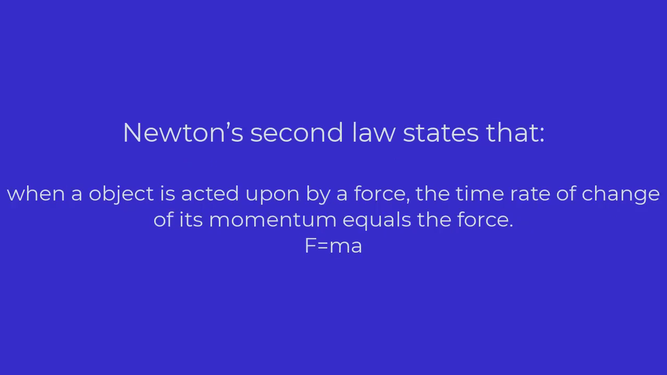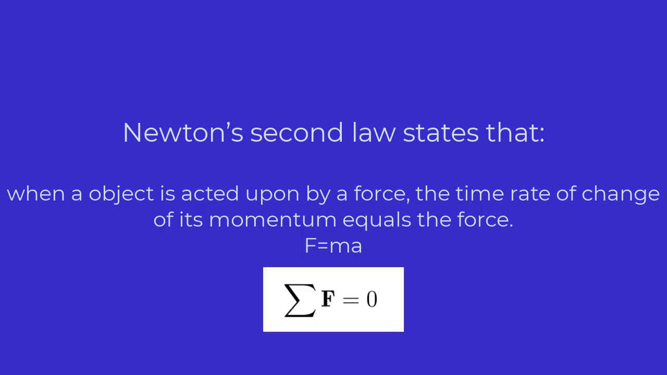Newton's second law is stated as: when an object is acted upon by a force, the time rate of change of its momentum equals the force. And this is where we come up with the foundational formula that we use in statics, which is F equals ma. Now, since we're dealing with statics, that means that there is no acceleration. Velocity is constant. So a is equal to 0, and this results in the basic equilibrium, which is the summation of forces is equal to 0. And that is how we determine internal forces and external forces that act on an object.